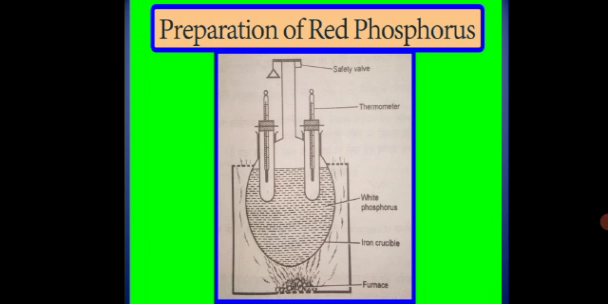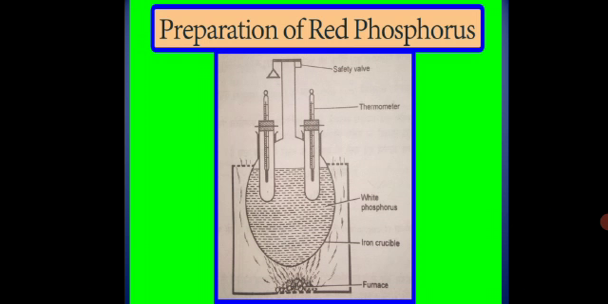Got it? So this is about the preparation of red phosphorus. The different allotropic forms of phosphorus we have studied are white or yellow phosphorus, then red phosphorus, then black phosphorus.